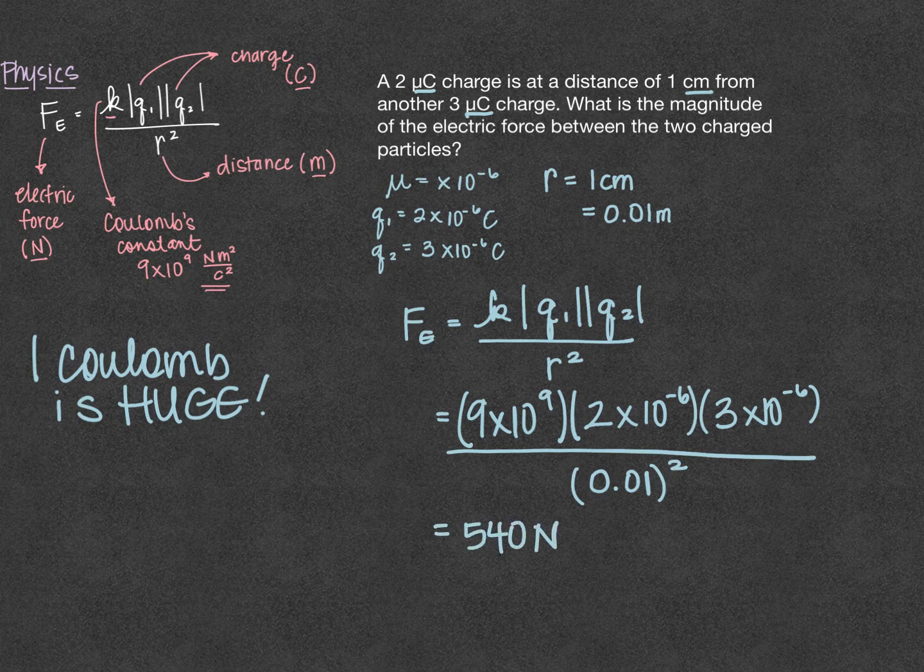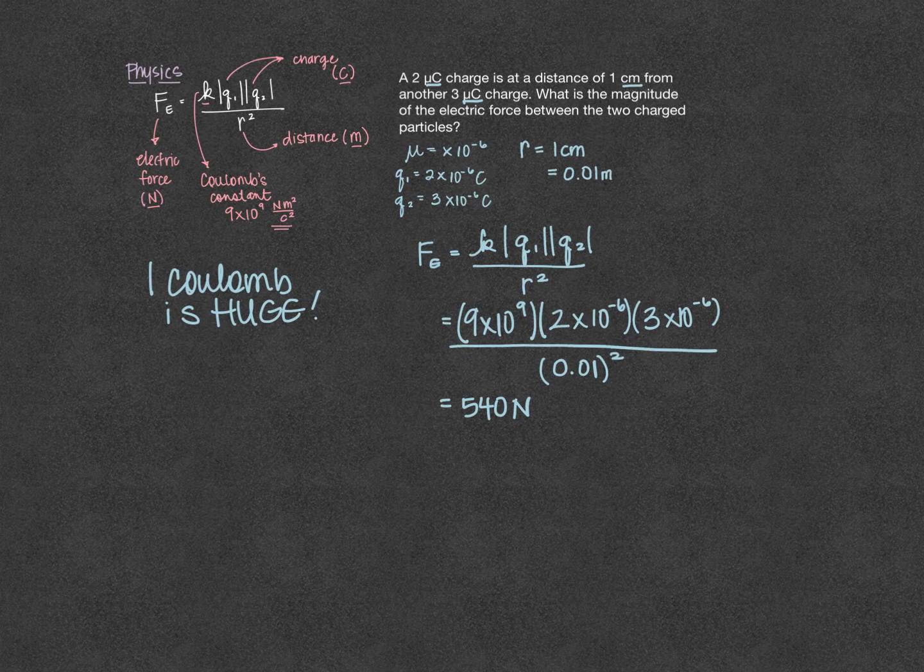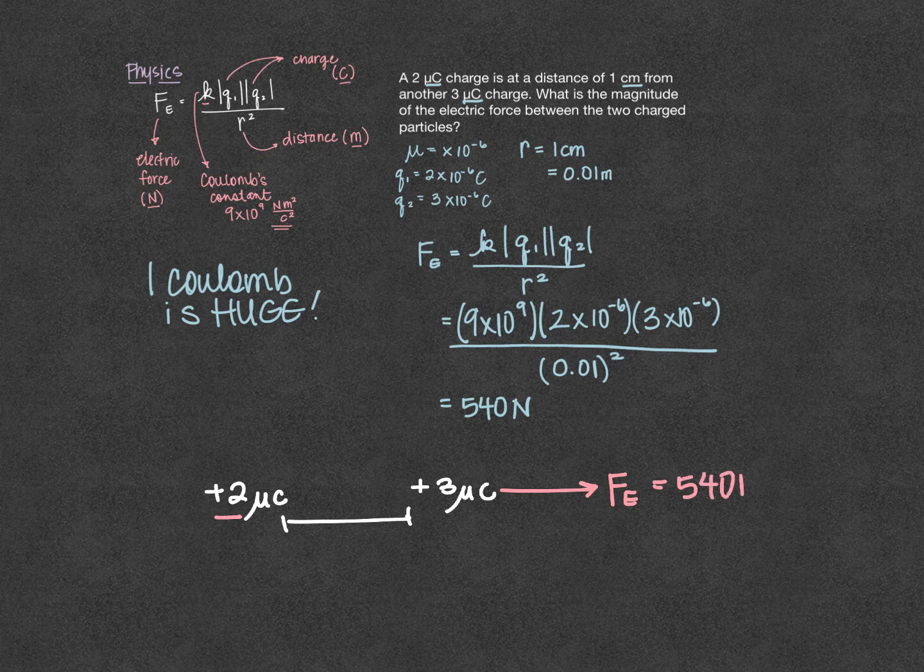newtons. Now, these two charges, being both positive charges, would repel each other. So if I had the positive 2 microcoulomb charge here, and then 1 centimeter away, this is our distance marker, we have the positive 3 microcoulomb charge, then the positive 2 microcoulomb charge would push the 3 microcoulomb charge away with this electric force that would be equal to 540 newtons.